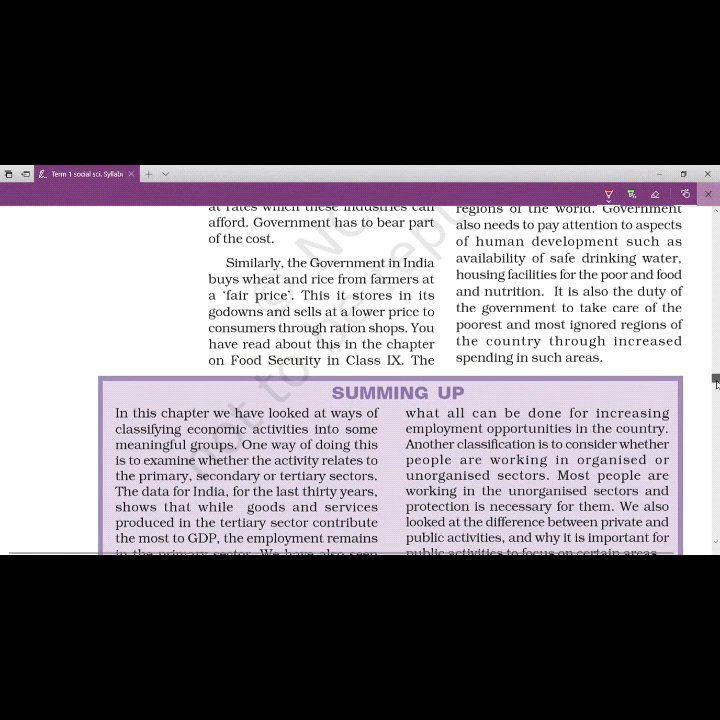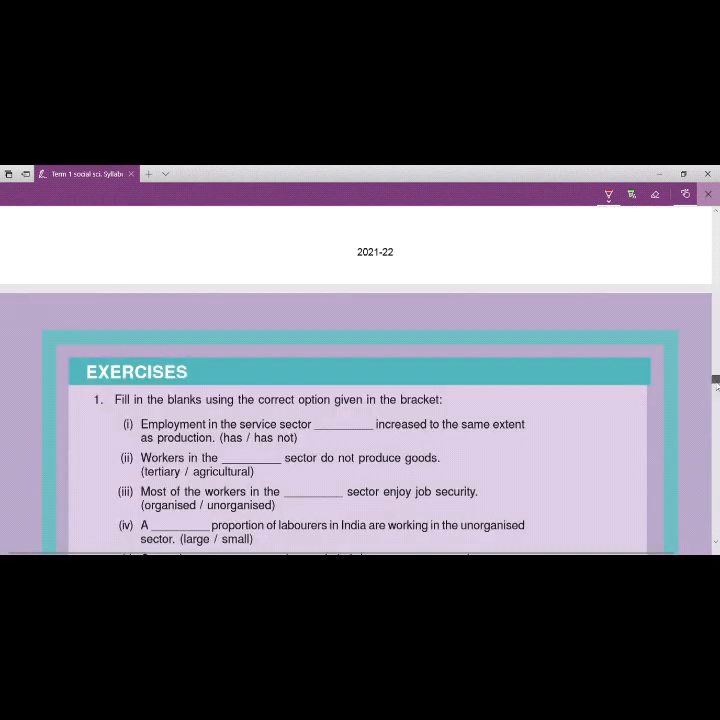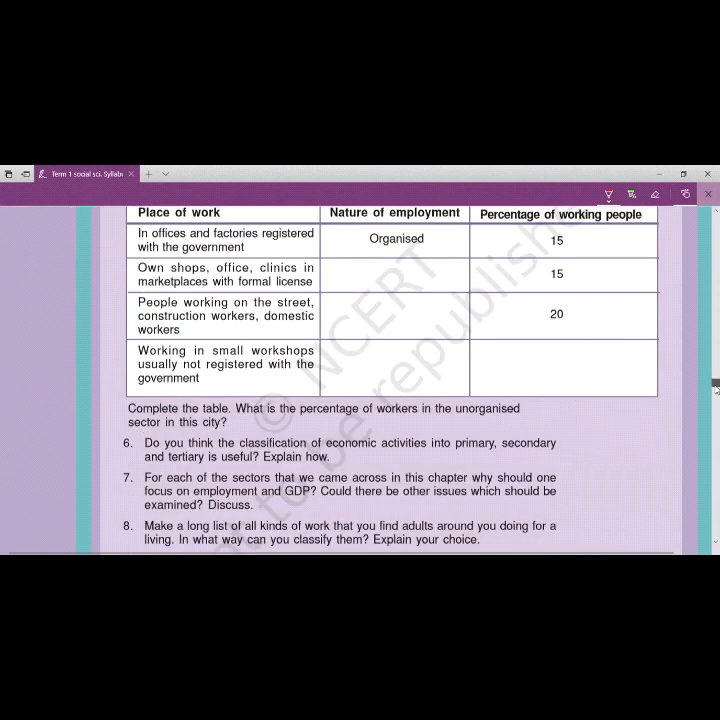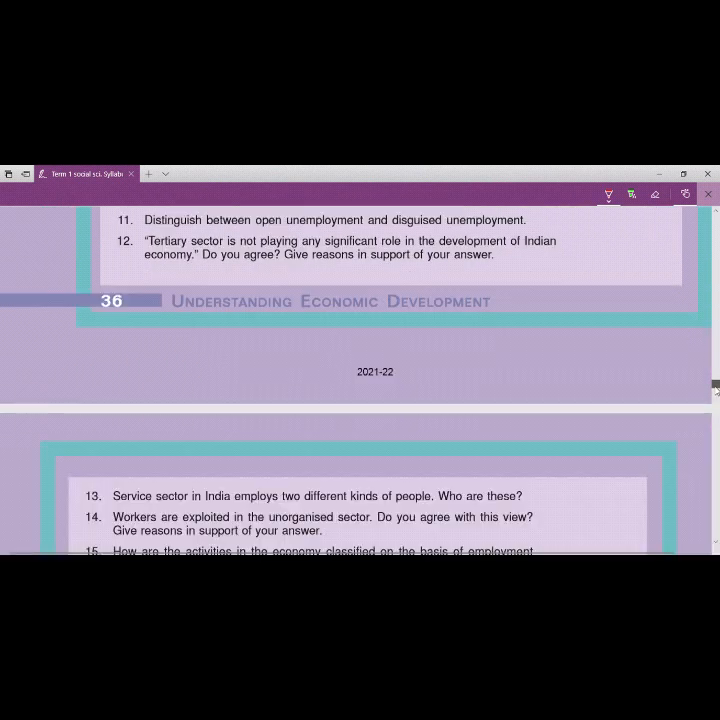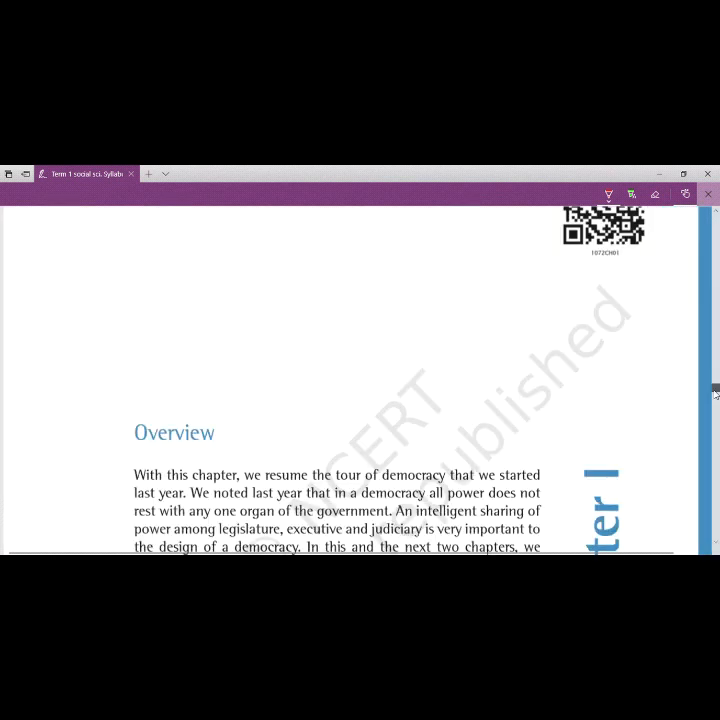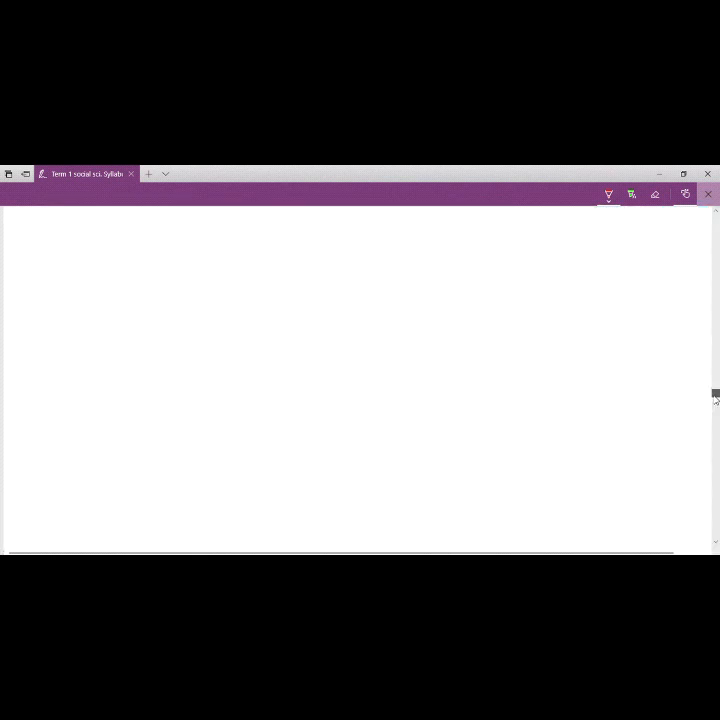I think we should move to the next portion of social science. Back questions are very important. You have to do all questions. Then we have political science chapter 1, power sharing.